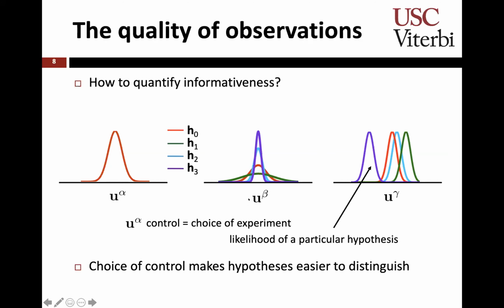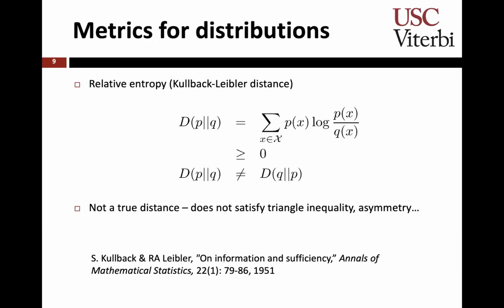In my next control, we see that there are differences, but they all have the same mean, but they have different variances. Whereas in my third control, these probability density functions have a greater separation between them. So at least visually, we can see that there's a difference, which suggests that distinguishing between these four hypotheses given this control is going to be easier to do. So this brings us to the question of how do we figure out these differences or distances between distributions?